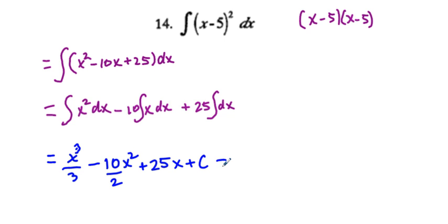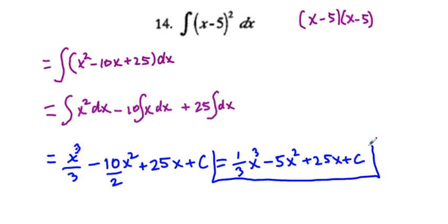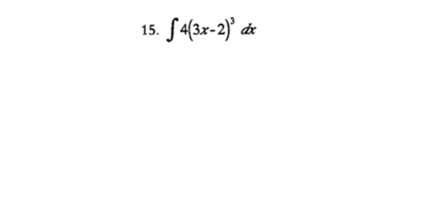And so now we're going to rewrite these expressions, simplifying. So we'll have 1/3 x cubed and minus 10 divided by 2 is 5, so we'll have 5x squared and plus 25x plus our constant of integration c. So this will be our answer. I think from 14 we're going straight to 18.